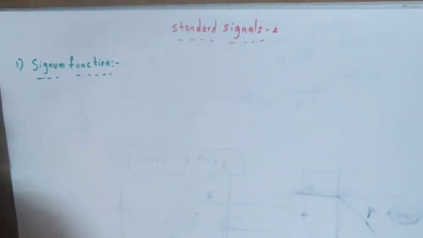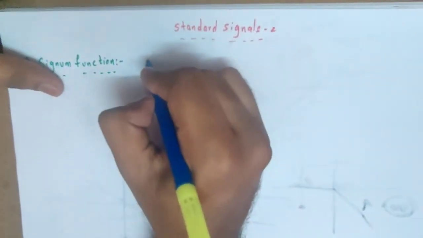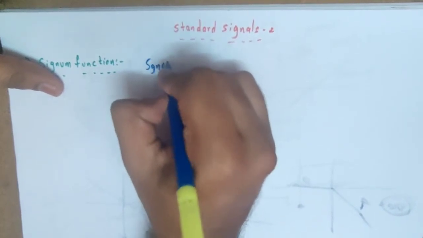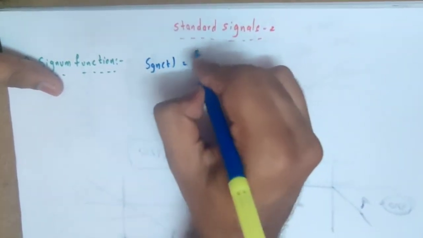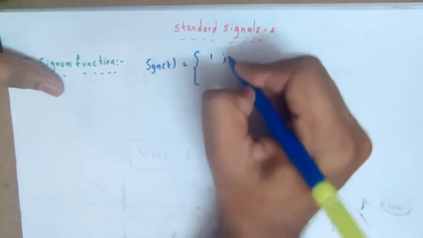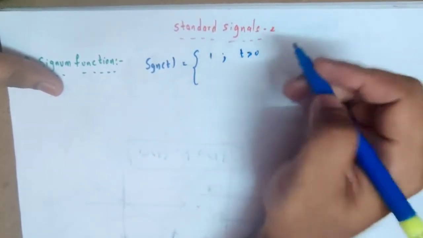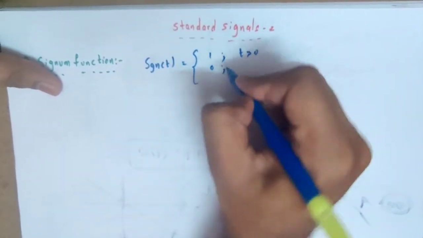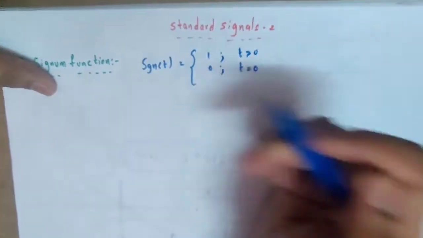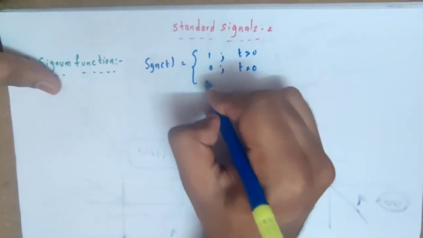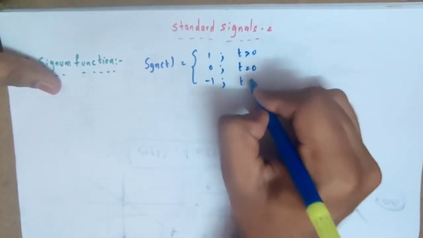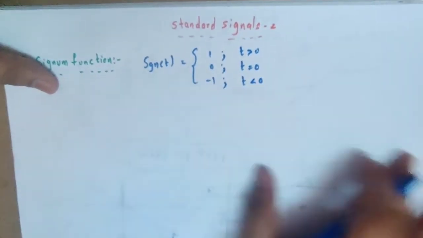First of all, we should write the definition. Signum of t is equal to 1 for the interval t greater than 0, it is 0 for t equal to 0, and it is -1 for the interval t less than 0. This is the definition of the Signum function.